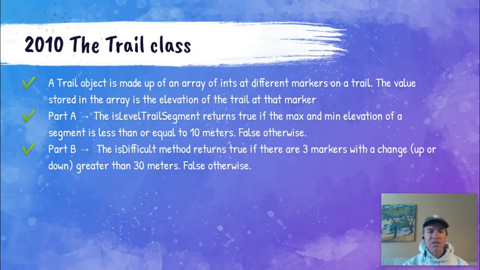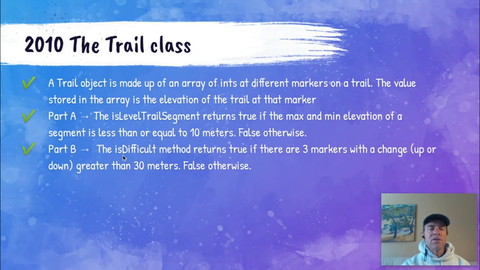The first one is the isLevelTrailSegment method. That returns true if the difference between the maximum and minimum elevation is less than 10 meters. That is pretty darn flat. So if that's the case, then it returns true. Otherwise, it returns false.